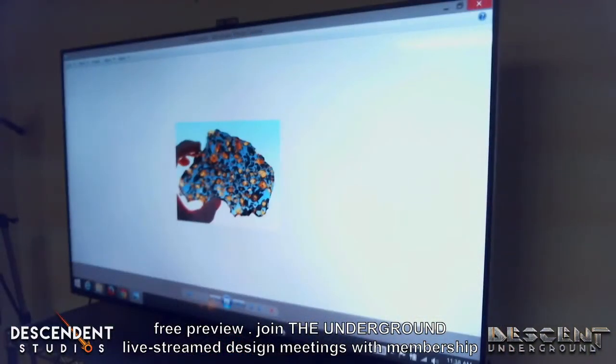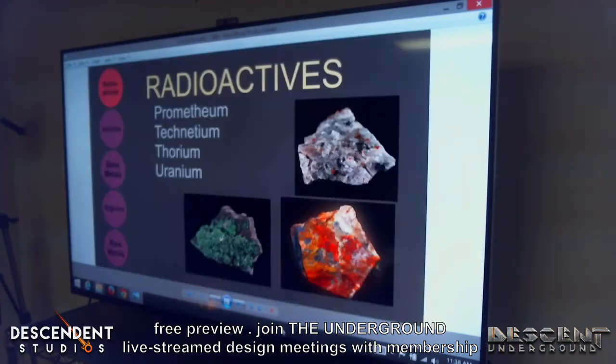That's just a picture of Palisite. And so radioactives, these would be things you would want for fuel or energy probably. These are some examples of elements in that category, and these three things here are ores that various radioactives are found in. So that's just a visual thing for us to look at.